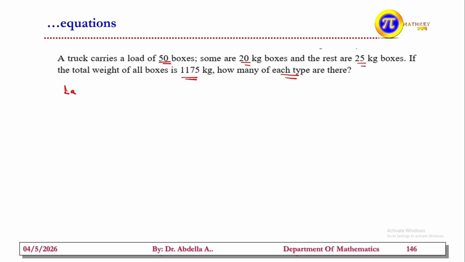So let x be the number of boxes of weight 20 kilo, and let y be the number of boxes of weight 25 kilo. So we know that this is the number of boxes of weight 20 kilogram, and the number of boxes of weight 25 kilogram.